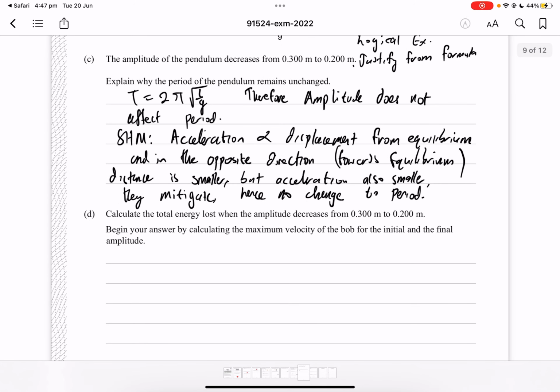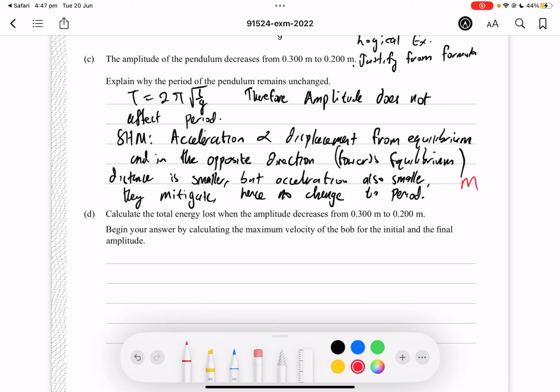And this is a merit level question. You can actually justify using the equation or using physical reasoning, so both are accepted. But if you do have time in the exam, I do recommend you write both, because sometimes they do want a cohesive explanation. So if you have time in the exam, just write out both of those explanations.